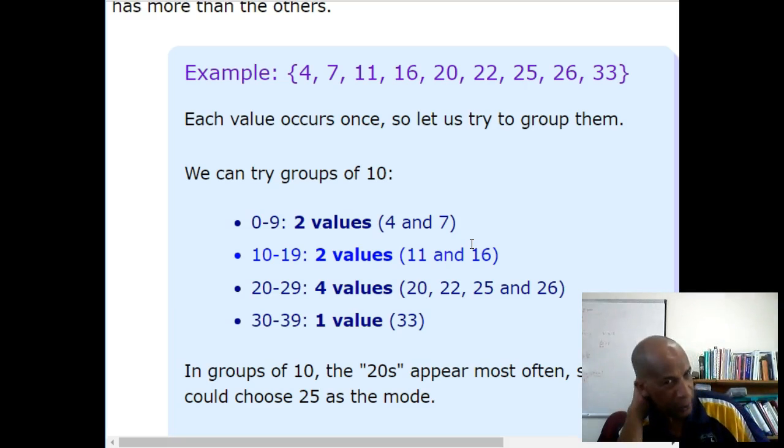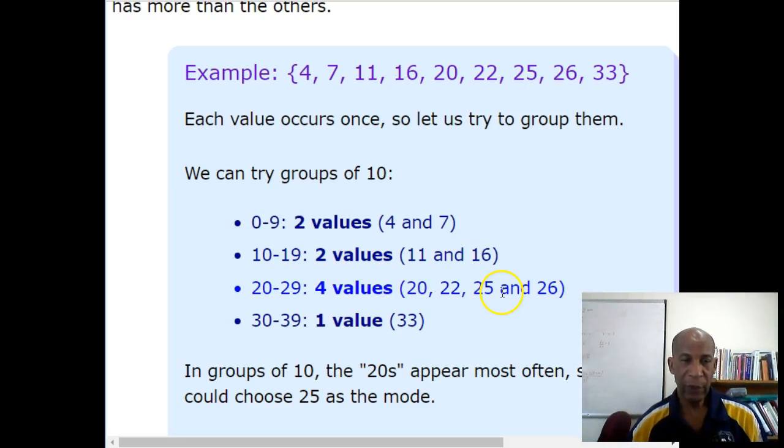We can have the group 10 to 19. Here again we find 2 values, 11 and 16. Then we can have a group 20 to 29. Here we find there are 4 values, 20, 22, 25, and 26. And then 30 to 39. Here we have 1 value, 33.